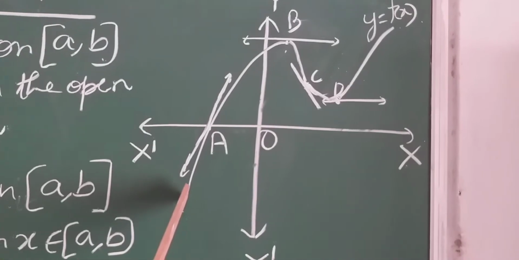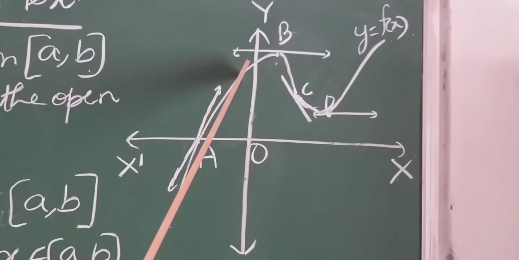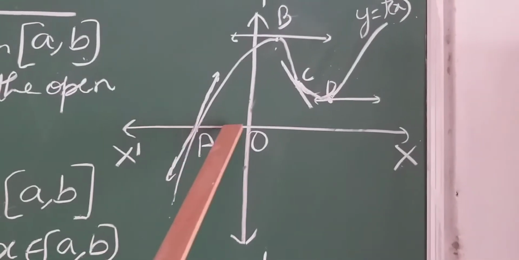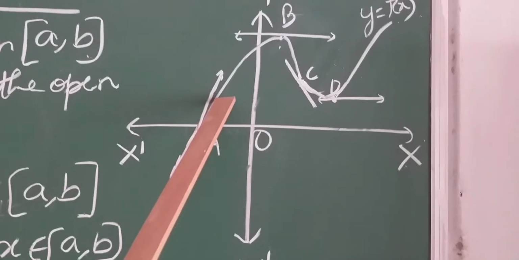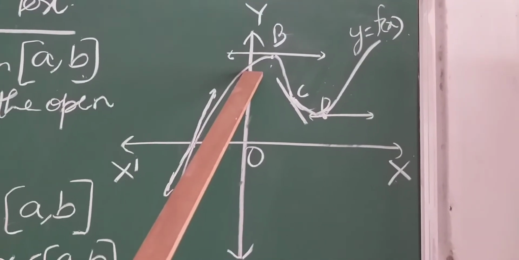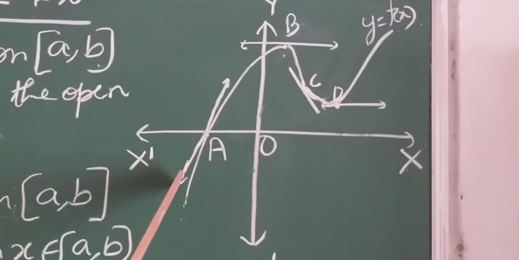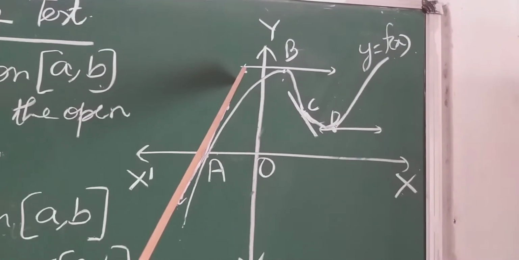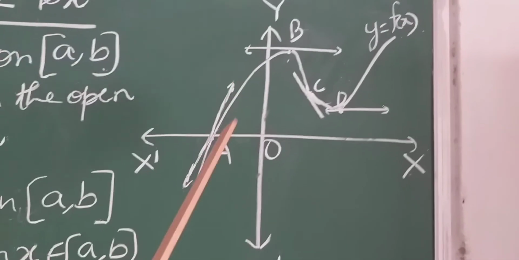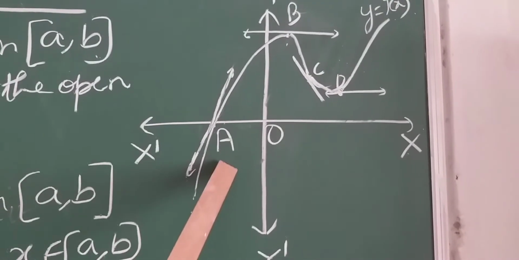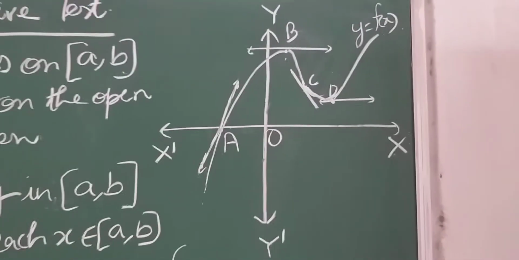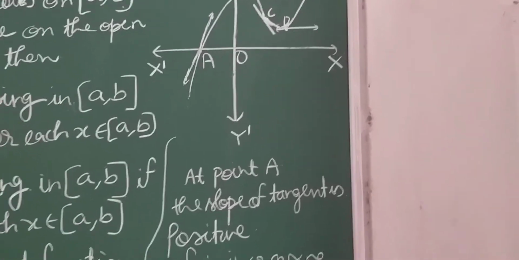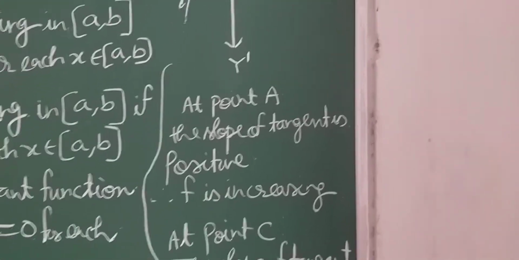The graph is going up at A. When the value of x is increasing, then the value of the function is also increasing, and the tangent at A is going up. Okay, it shows the function is increasing at A. So students, at point A the slope of the tangent is positive, then f is increasing.